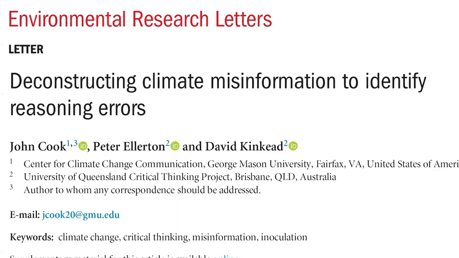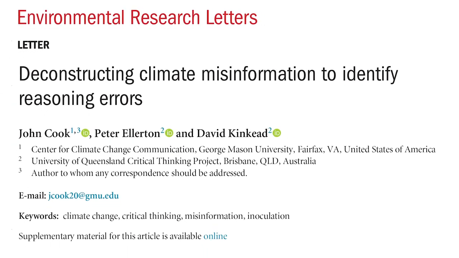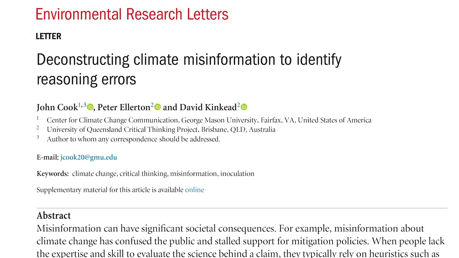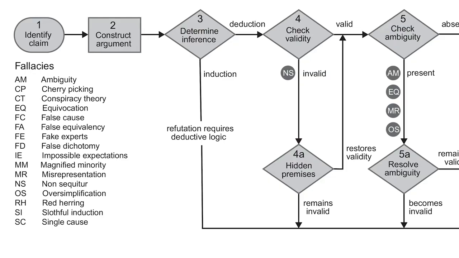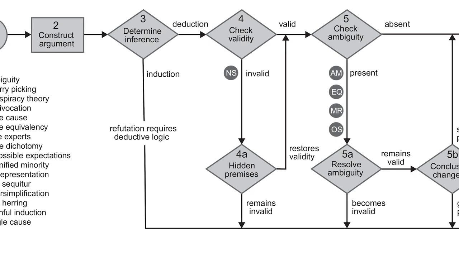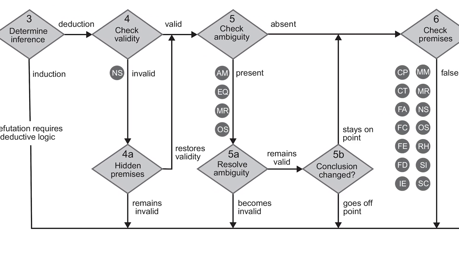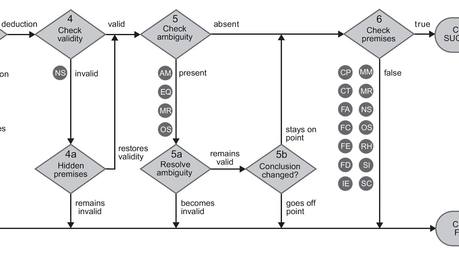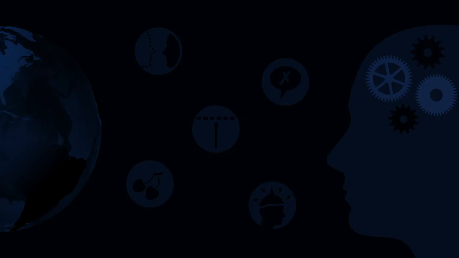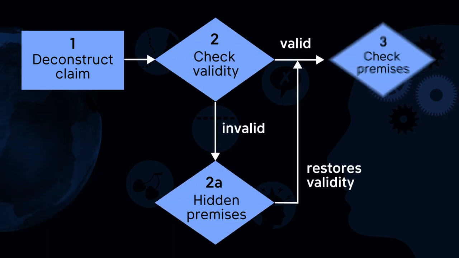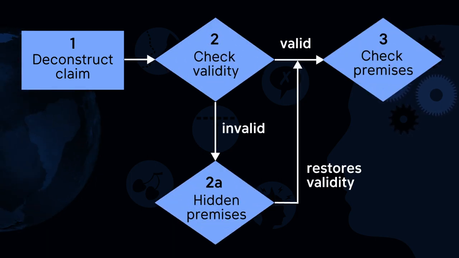If you insist. In 2018, I collaborated with critical thinking philosophers Peter Ellerton and David Kinkead on a paper in Environmental Research Letters, outlining a step-by-step method to deconstruct denialist claims about climate change and identify reasoning fallacies. While the full step-by-step method is more complicated, in this video, I'm going to explain the three most important steps to analyzing misinformation. Let's get into it.